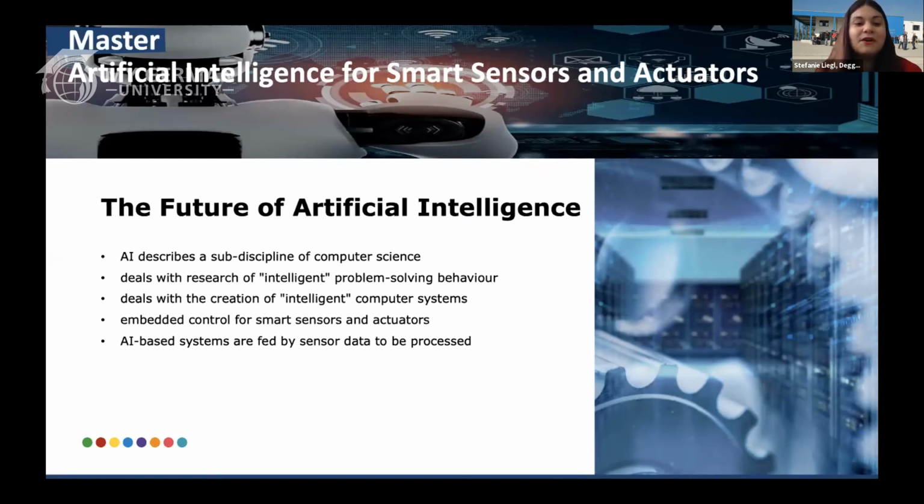AI-based systems are fed by sensor data to be processed, and in this program you will also have a mix of interdisciplinary activities. You will learn a lot about computer science. You will have the opportunity to attend C++, for example, or Python lectures on the side. Or you will also learn about robotics. You will learn about different kinds of sensors and actuators, so it's a very vast field.